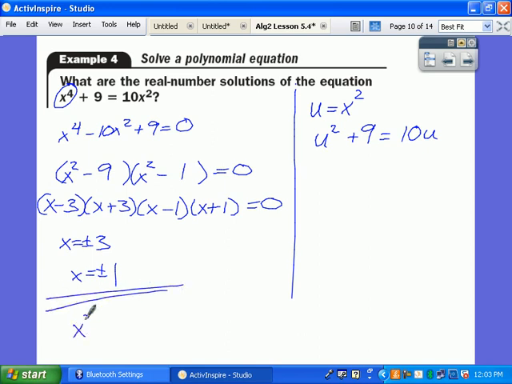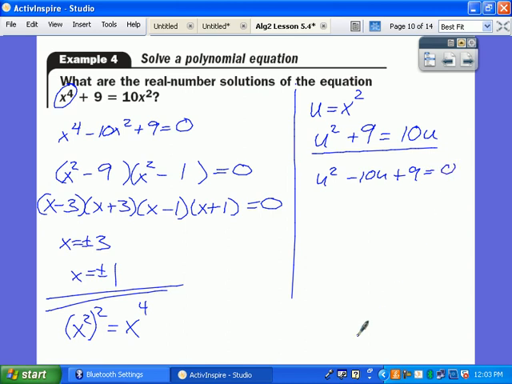If x squared squared equals x to the fourth, x squared squared equals x to the fourth. And of course, I'm letting x squared be u. So this is just u squared equals x to the fourth. So look at what I have over there. On the right-hand side, I see I have u squared plus 9 equals 10u. So we could go u squared minus 10u plus 9 equals 0.